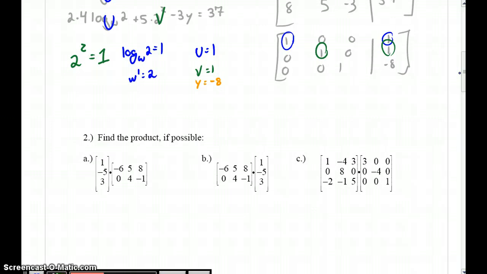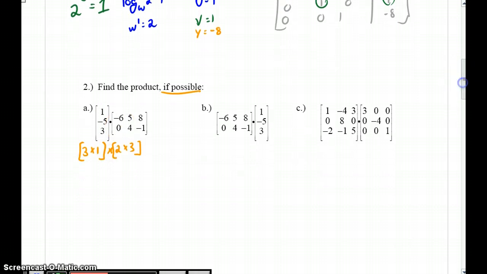Find the product if possible. One way to check if it's possible to find the product is by looking at the dimensions or the order of the matrix. This matrix right here is a 3 by 1 matrix, and it's trying to be multiplied with a 2 by 3 matrix. 3 rows, 1 column, times 2 rows, 3 columns. This does not work out, and you can tell because these two numbers have got to be the same. It'll sort of fuse together, and you would end up with the 3 by 3, but we can't do that in this case because it doesn't actually match up.